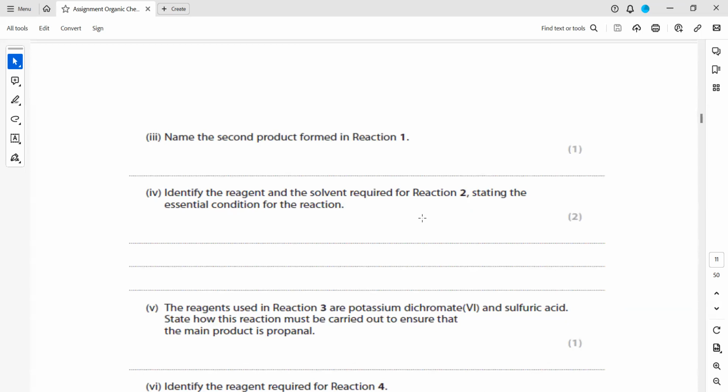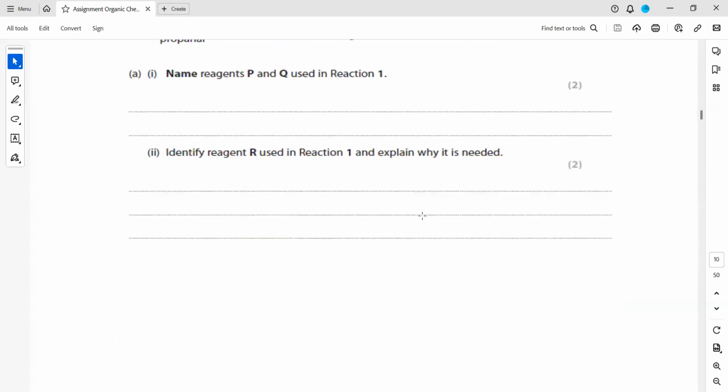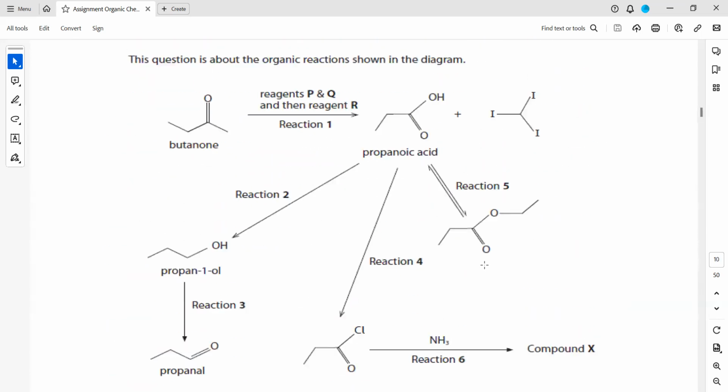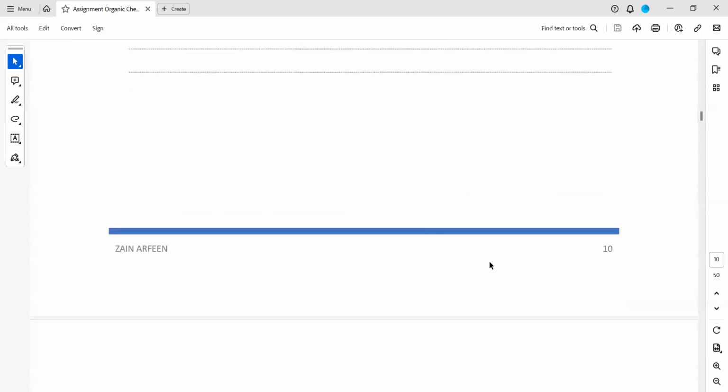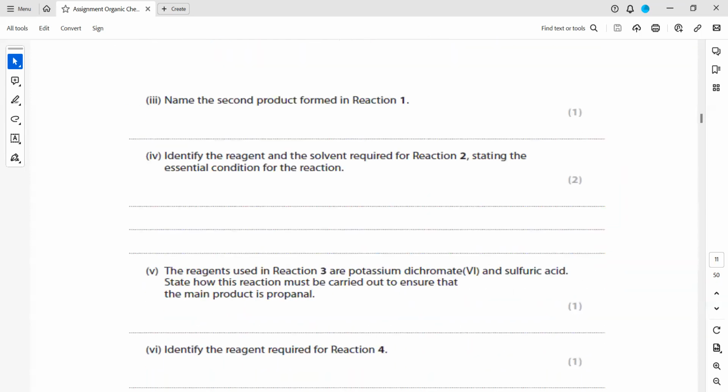Name the second product in reaction one. So what is this product? This is called triiodomethane. And triiodomethane is used to test if there is a methyl group next to a carbonyl group. The IUPAC name is 1,1,1-triiodomethane, but even iodoform is acceptable, and triiodomethane is acceptable.